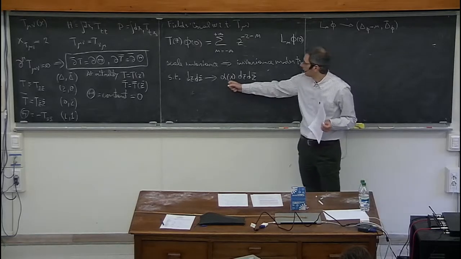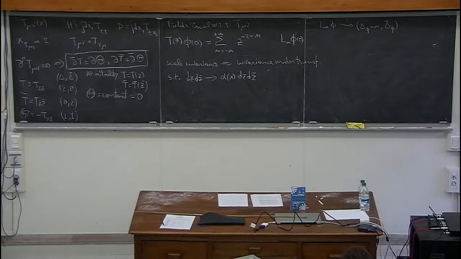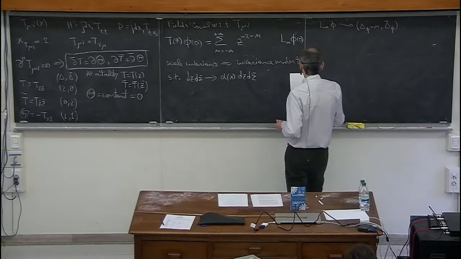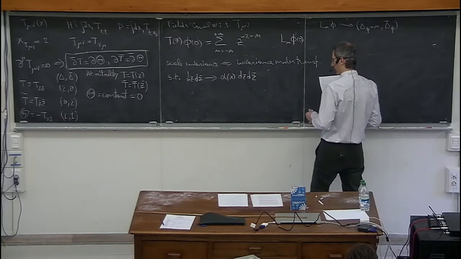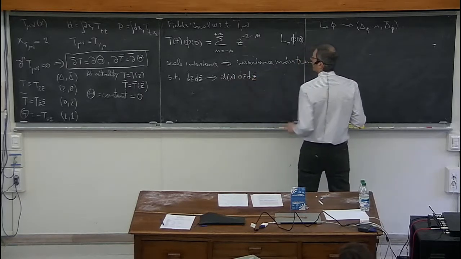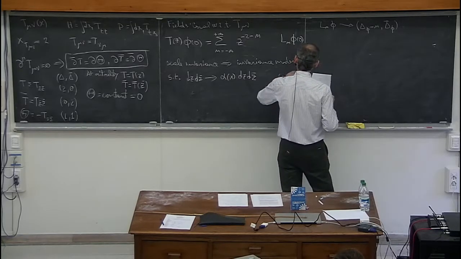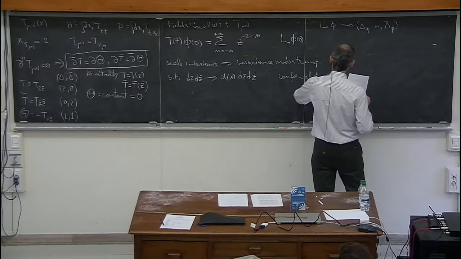So, for alpha constant, this is just a global scale transformation, but here we have alpha that depends on the point, and the transformations which have this property are called conformal transformations of the coordinates.